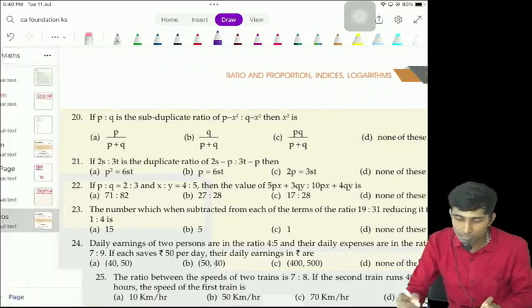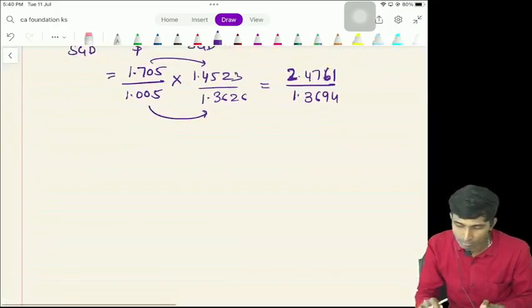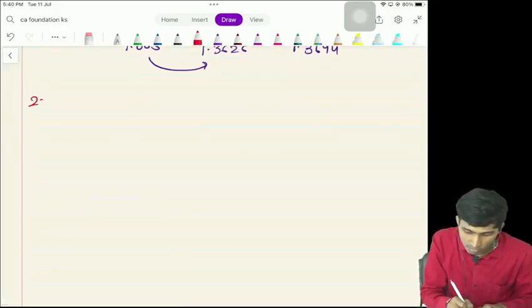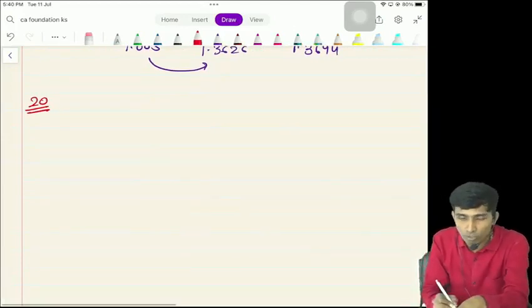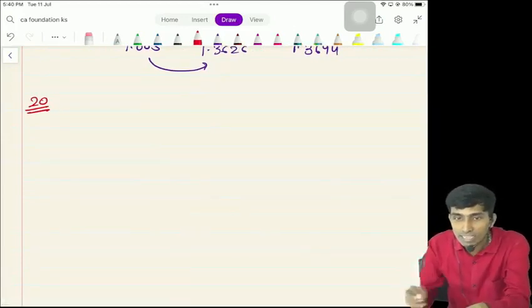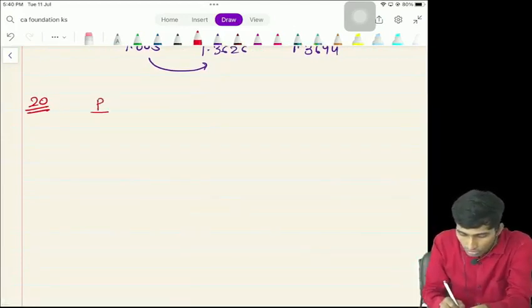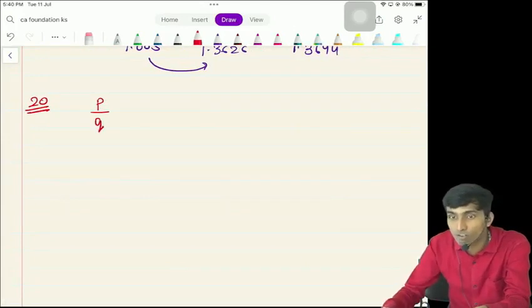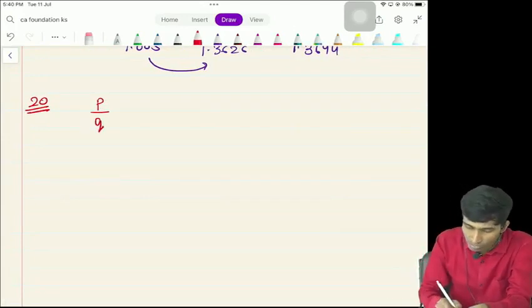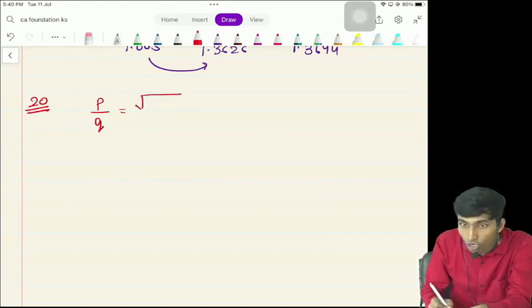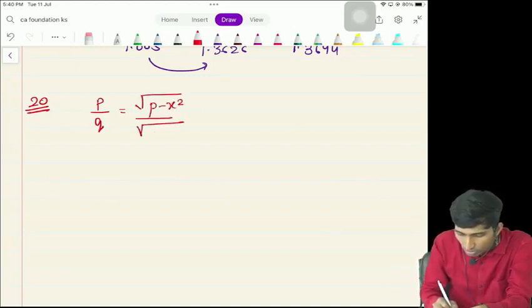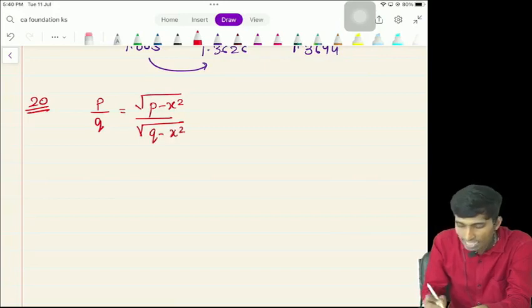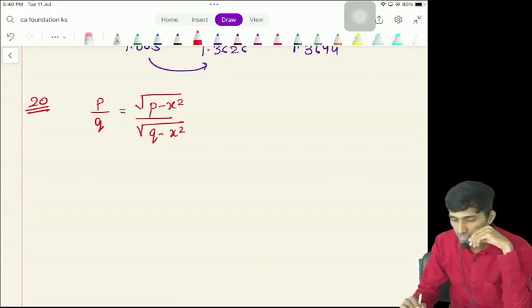Okay. So please help me. We have many great mathematicians here. What is given? P is to Q is subduplicate of. Subduplicate means square root of P minus X square upon Q minus X square. And they want you to find what?